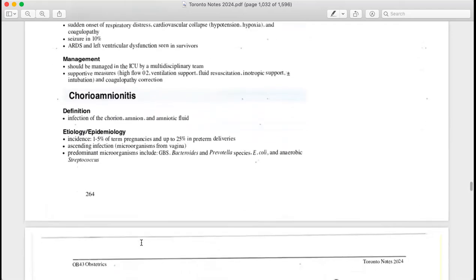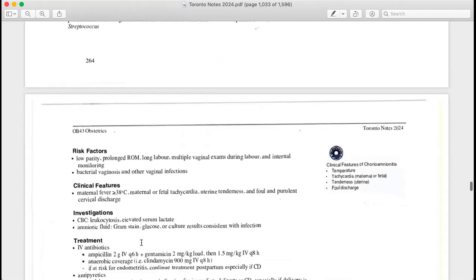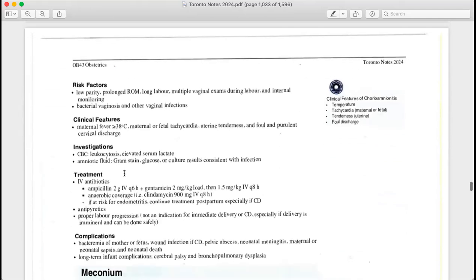Then coming to chorioamnionitis, as we already did the GBS, the same thing here, it's an infection caused by those infection organisms. So it can lead toward preterm labor. That's one of the things. And maybe the infection can be transmitted to the fetus as well. Risk factors: low parity, rupture of membrane, long labor, vaginal exam during labor, internal monitoring. But bacterial vaginosis is one of the most common things that can cause it. And the treatment is basically ampicillin, antipyretics, and proper labor progression is important.